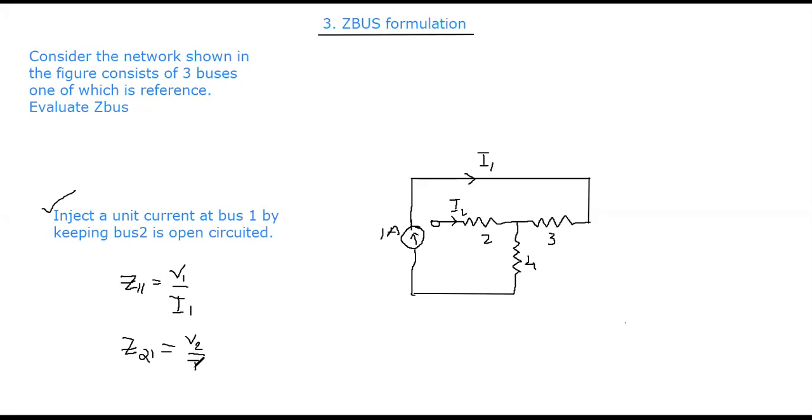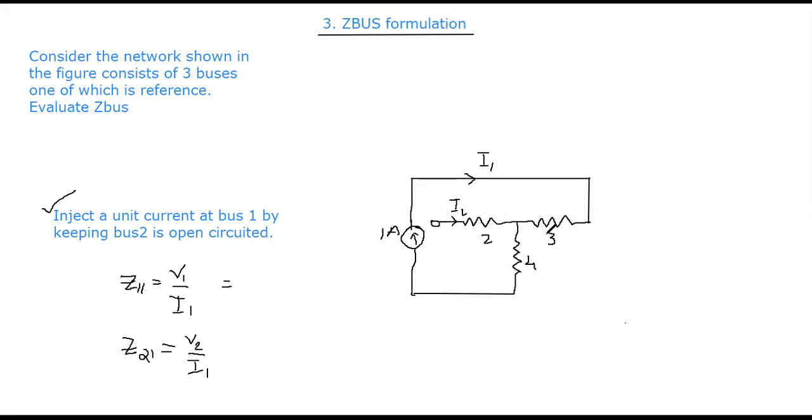Why? Because we are opening the second terminal, that means the second port. So I2 is equal to 0, because the second port is open circuited. The first thing is we are injecting a unit current in port number 1. So I1 is there, and I2 is equal to 0. Now what is V1 here? Just see here.